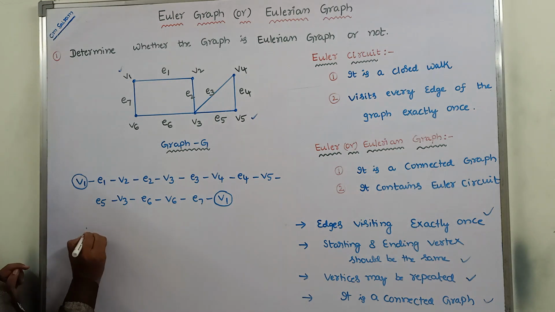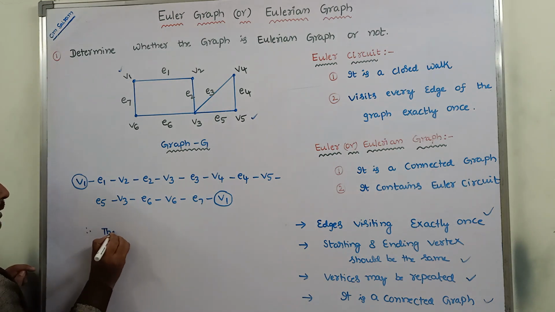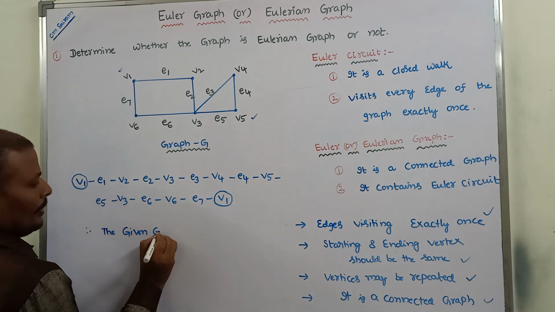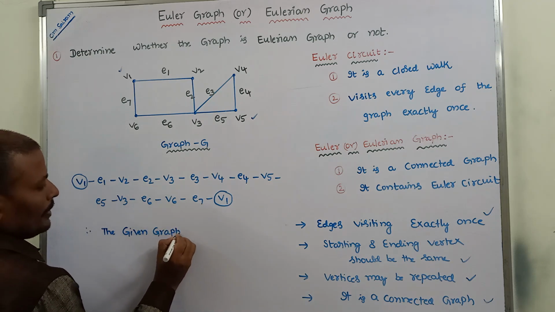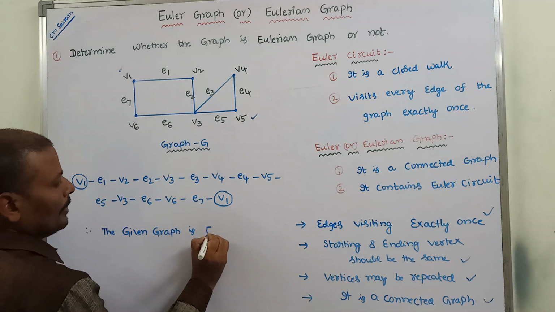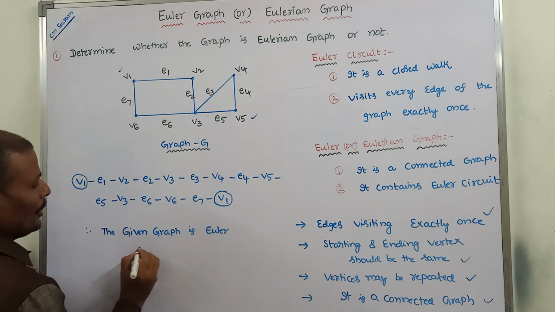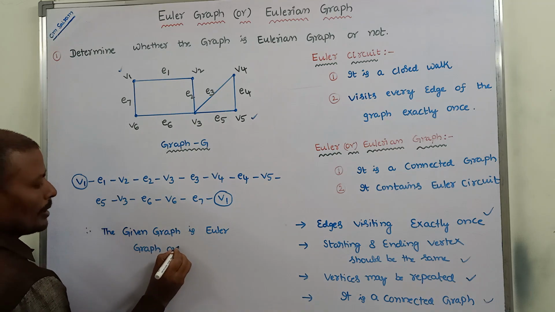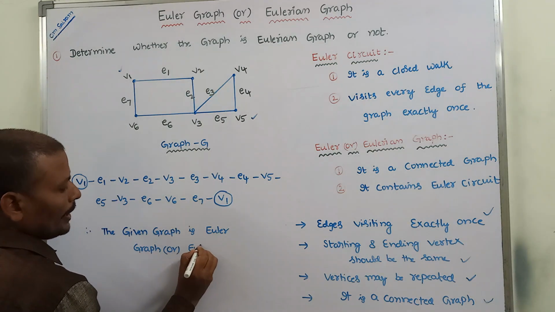Hence, we can say that the given graph is Euler graph or Eulerian graph.